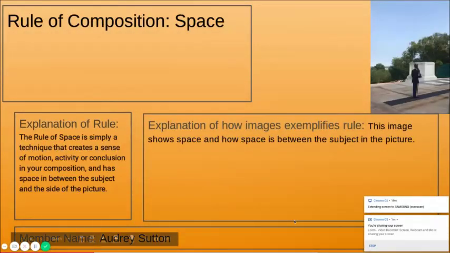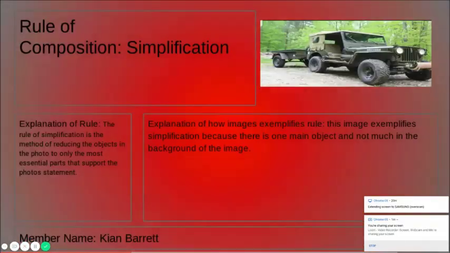The rule of space is simply a technique that creates a sense of motion, activity, or conclusion in your composition, and has space in between the subject and the side of the picture. My explanation is the image shows space and how space is between the subjects in the picture.